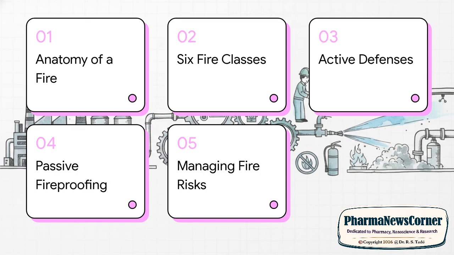Here's our roadmap for the explainer. 1. The anatomy of a fire. 2. 6 classes of industrial fires. 3. Stopping fires with active defense systems. 4. Built to survive with passive fireproofing. And finally, number 5, managing and assessing fire risks.